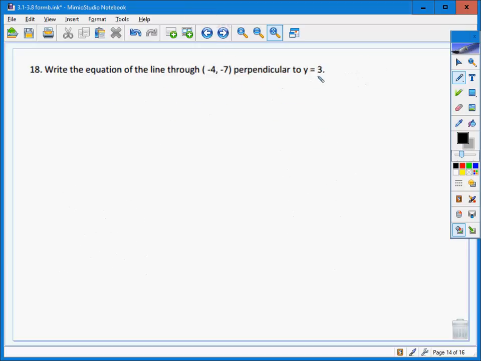This one's a little peculiar, but remember that if you have an equation that says y equals 3, what you actually have is a graph that is horizontal, that is actually 1, 2, 3 units above the x-axis. If it's going to be perpendicular to it, it would need to be vertical. This is horizontal. To be perpendicular, it would need to be vertical.